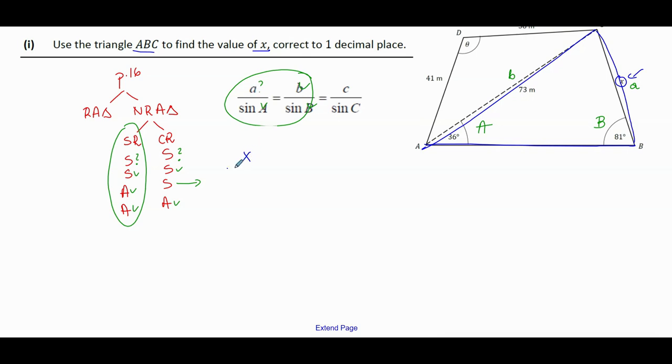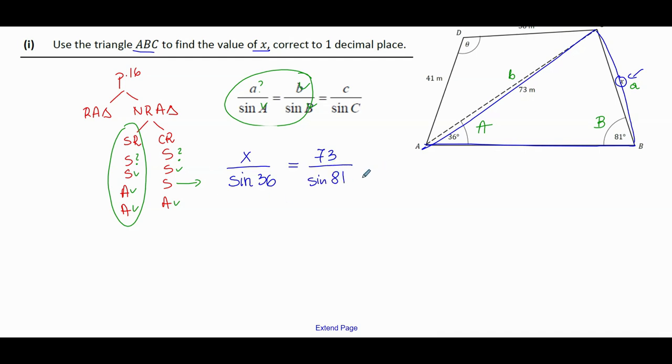So a is x, and that is divided by sin of capital A, that is 36, and equals small b, which is 73, divided by sin of angle B, which is 81.